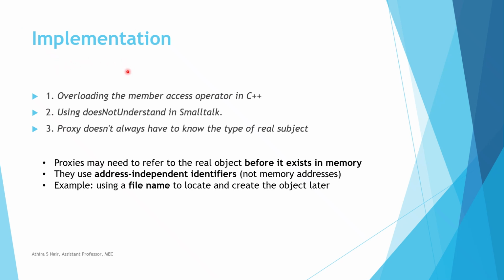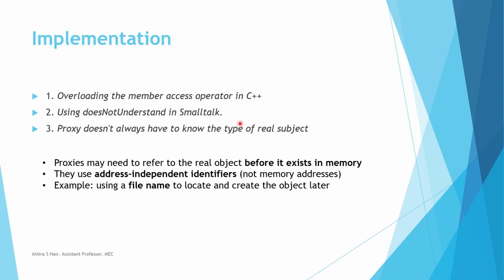The proxy pattern can exploit the following language features, like overloading the member access operator in C++. That is, C++ supports overloading operator ->, the member access operator. So overloading this operator lets you perform additional work whenever an object is dereferenced. So this can be helpful for implementing some kinds of proxy. The proxy behaves just like a pointer.